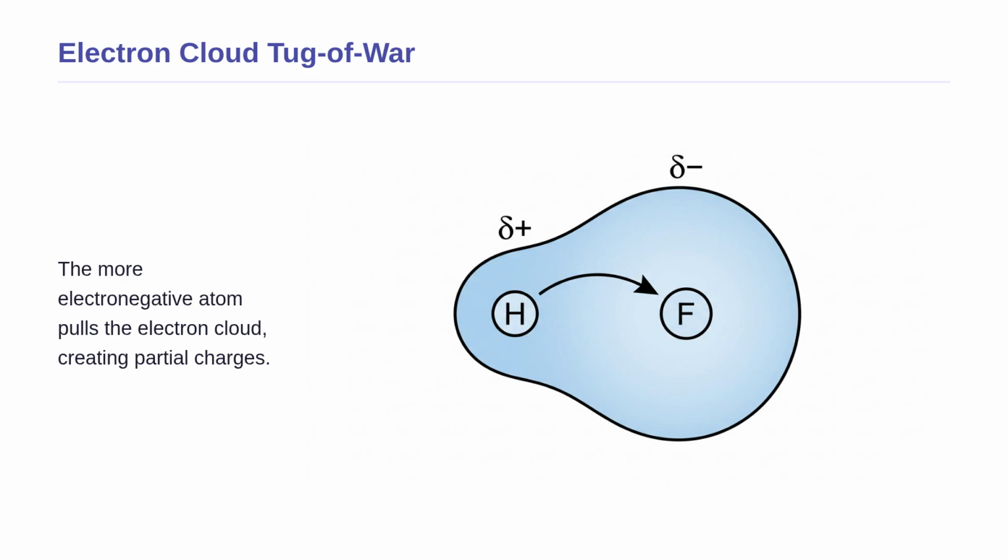Now that we understand the concept, let us visualize this tug of war. Here you see a hydrogen atom bonded to a fluorine atom. Because fluorine is much more electronegative, it acts like the stronger friend, pulling the shared electron cloud toward itself. This unequal sharing creates a partial negative charge on the fluorine, denoted by delta minus, and a partial positive charge on the hydrogen, denoted by delta plus. This separation of charge is what gives the bond its polar character.